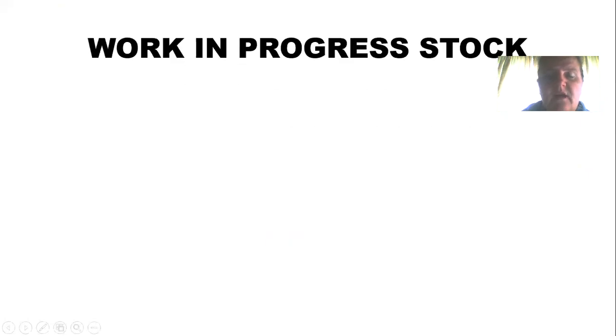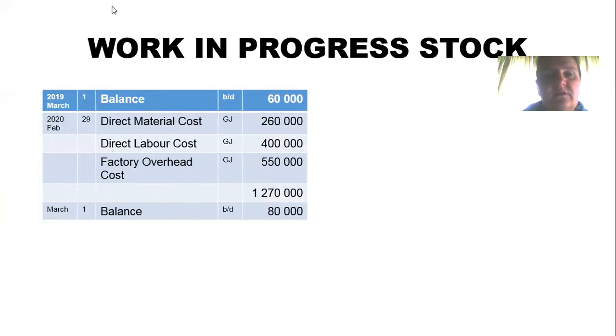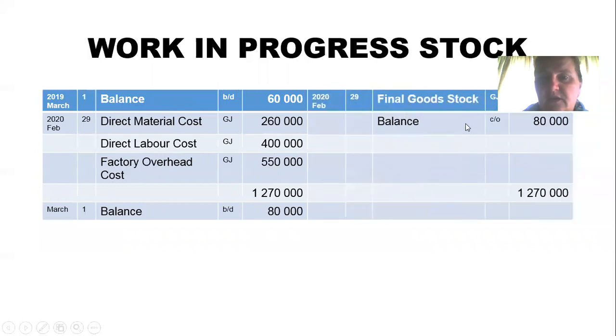So in work in progress stock, we are therefore going to have an opening balance, which can be my cost brought down, direct material cost, direct labor cost, and factory overhead cost. These 4 are added together. From that figure, we need to subtract my closing balance from my previous period, and that's going to give me the amount that goes to finished goods stock.